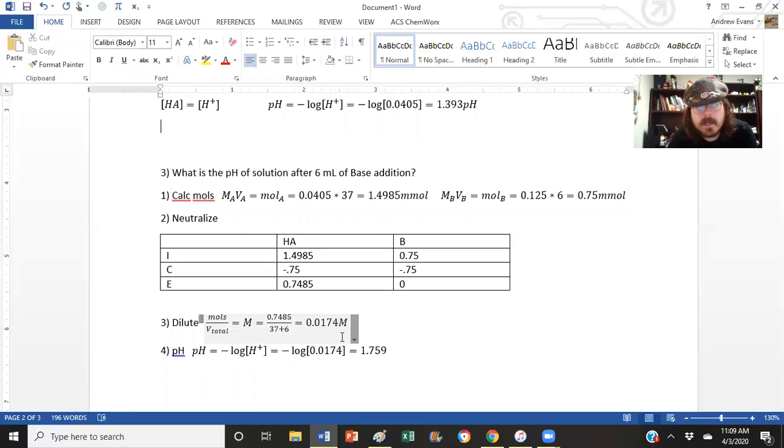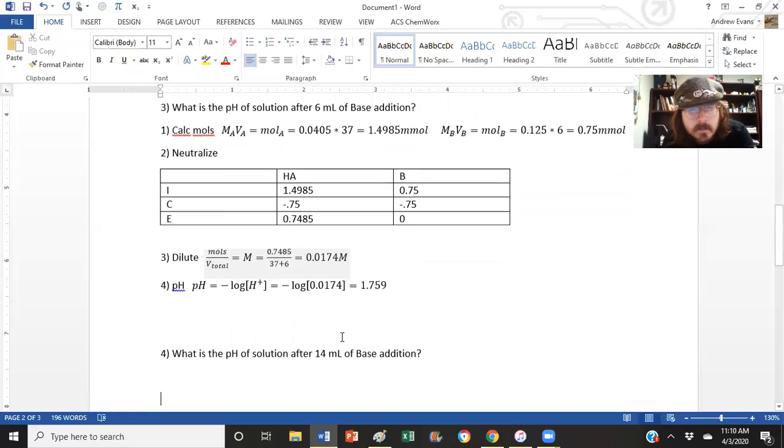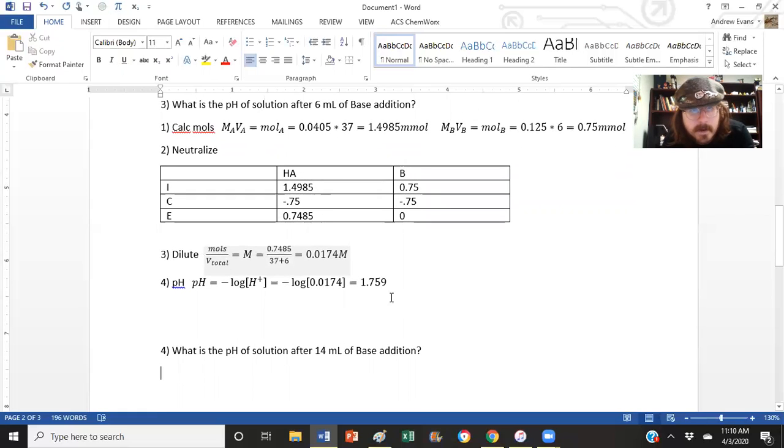So basically, initially, I start at pH 1.393. After half of my acid is neutralized, I jump up by a little bit, not very much. Not very much, to 1.759. Reasonable jump.